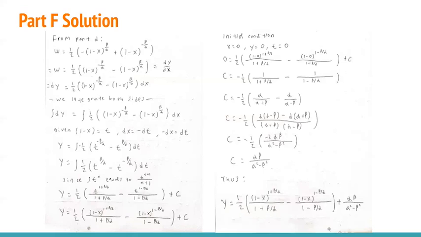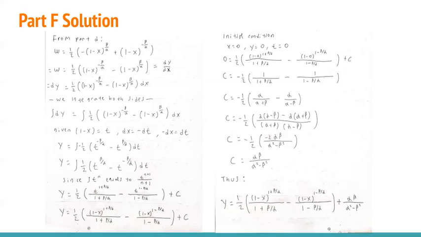We know the integral of dy is y, and now we can solve the other side, where we can substitute 1 minus x with t, and dx with minus dt, and this means that minus dx is dt. So this would give us y equals the integral of minus 1/2 times t to the power of beta over alpha minus t to the power of beta over alpha dt.